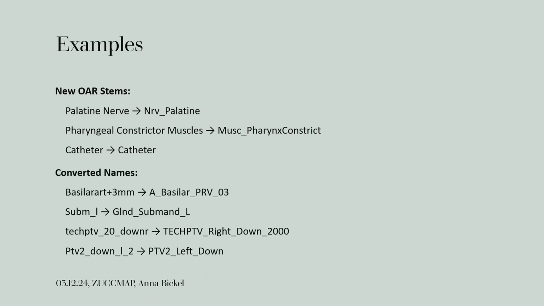And then some converted names that might be interesting. We have the basilar artery. There you can see we add an A to indicate artery. Submandibular gland, which will be gland submand. And then we also have some target structures. There you can also see the tech PTV. So there exists something called technical target structures, which are just structures that were defined during the planning process, but are not really something we are going to irradiate. But they are still labeled, so there is a possibility to add tech in front of any target volume if needed.